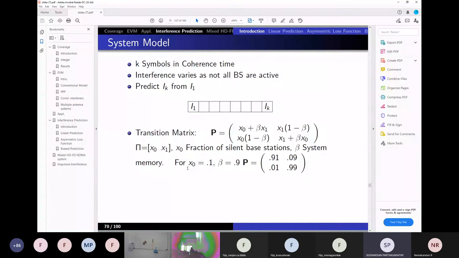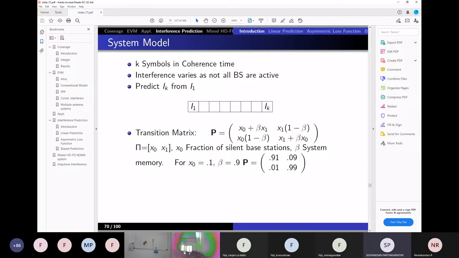So interference prediction basically says, suppose I know a few interference values, I1 to I(k minus 1). Can I predict Ik? Basically, if I know I1 to I(k minus 1), can I predict the kth interference value from that? I told you that all the interferers are not active at all the time slots, so for that, we are going to use this Markovian transition matrix.